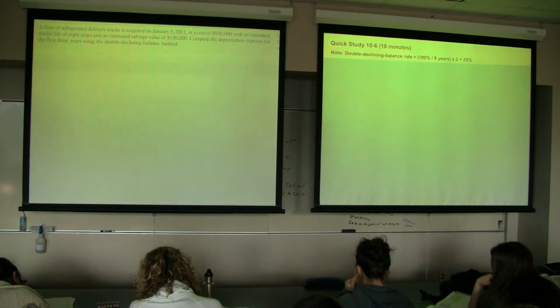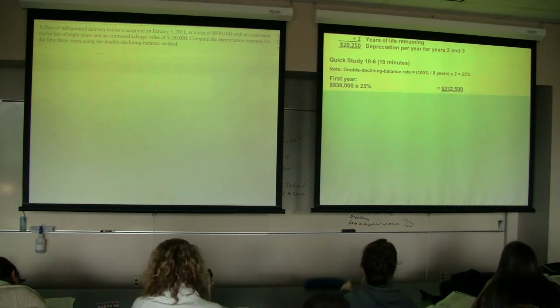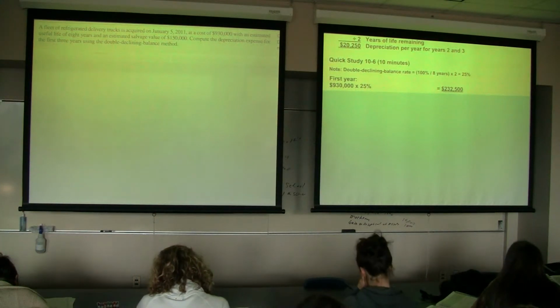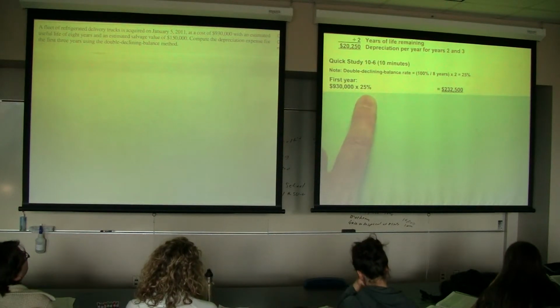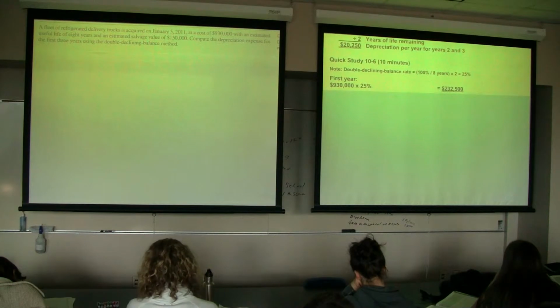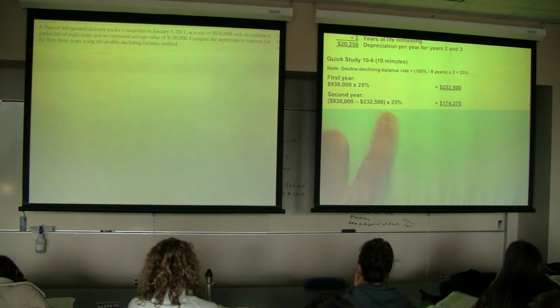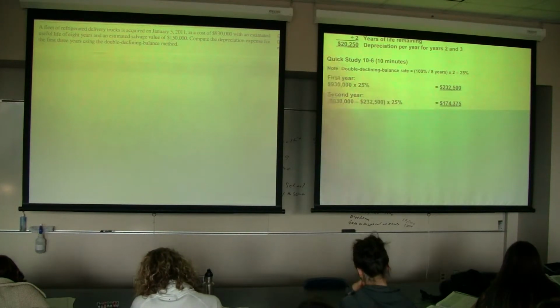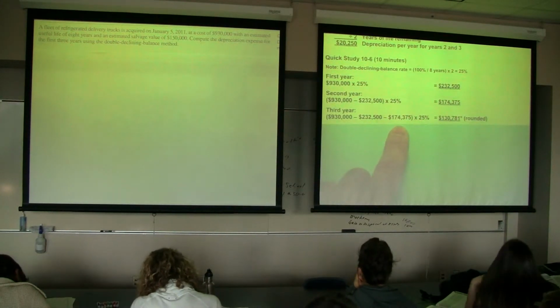All right, you guys ready? So here's year one. That sound about right? So it's the book value at the beginning of the year, which for year one will be what you pay for it, times 25%. Then you subtract this from the 930,000, that'll give you the book value at the beginning of year two, times 25%. Then you subtract this, and that will give you the book value at the end of year three.